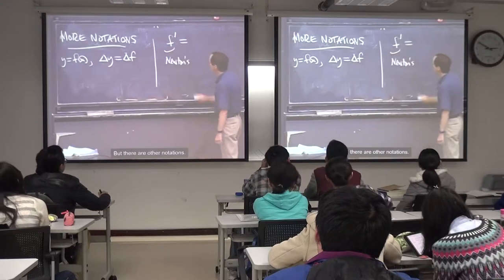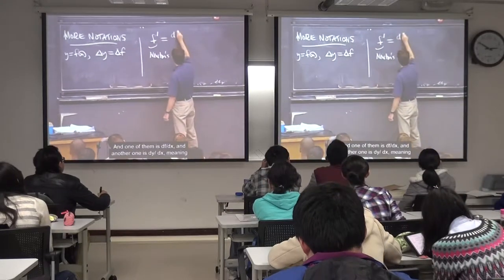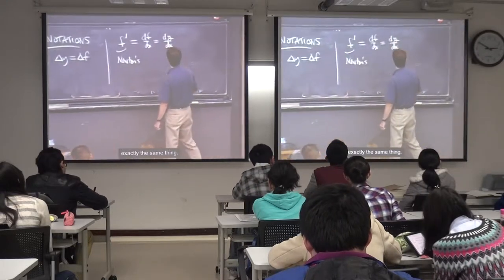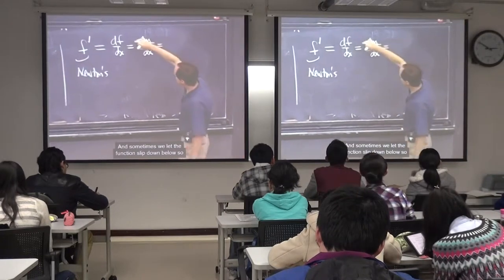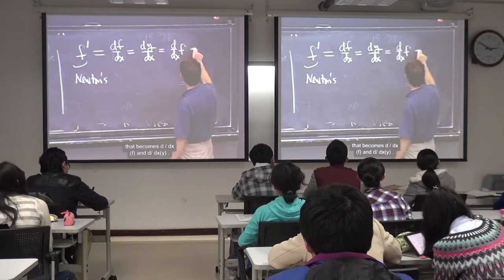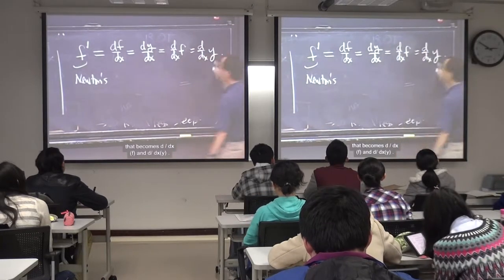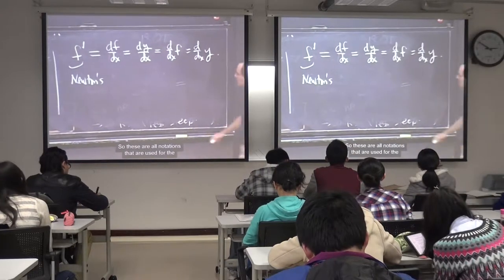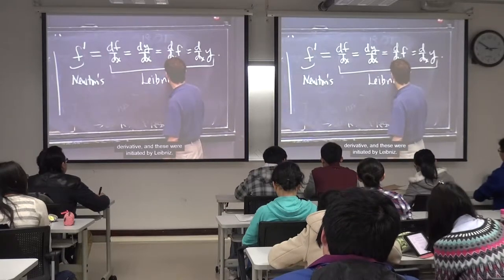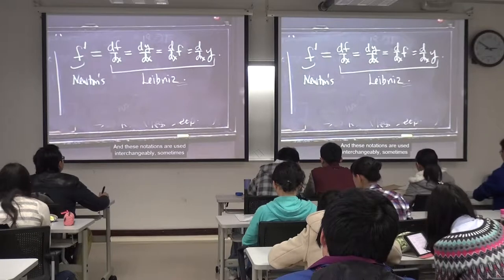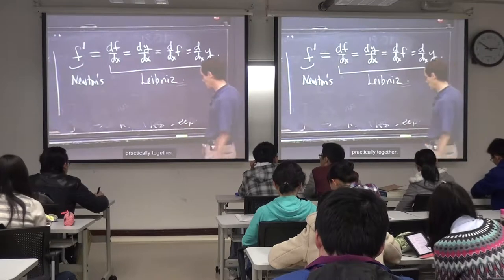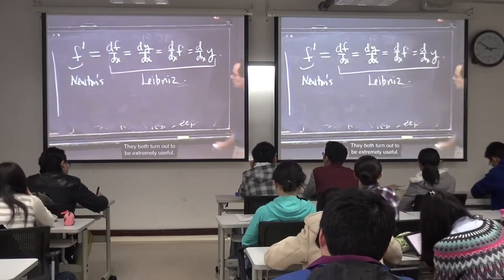But there are other notations, and one of them is df dx, and another one is dy dx, meaning exactly the same thing. And sometimes we let the function slip down below, so that becomes d dx of f, d dx of y. So these are all notations that are used for the derivative, and these were initiated by Leibniz, the second person who invented calculus. These notations are used interchangeably, sometimes practically together. They both turn out to be extremely useful.